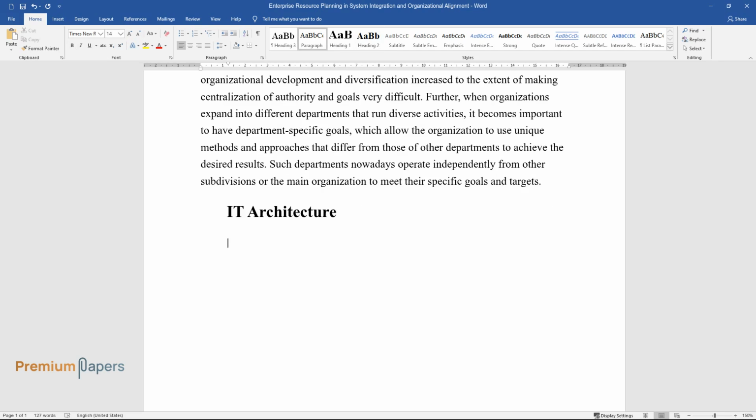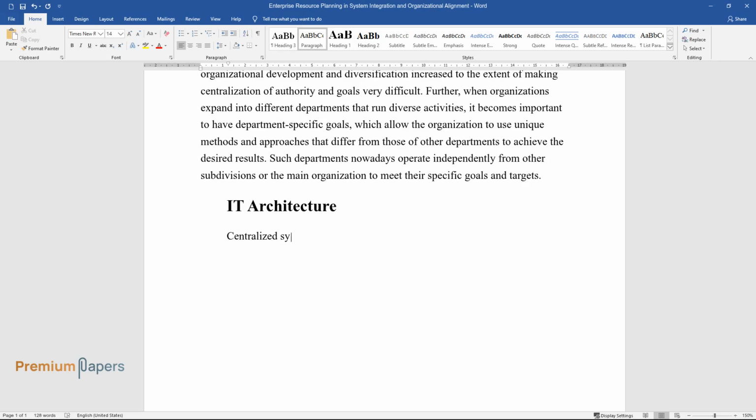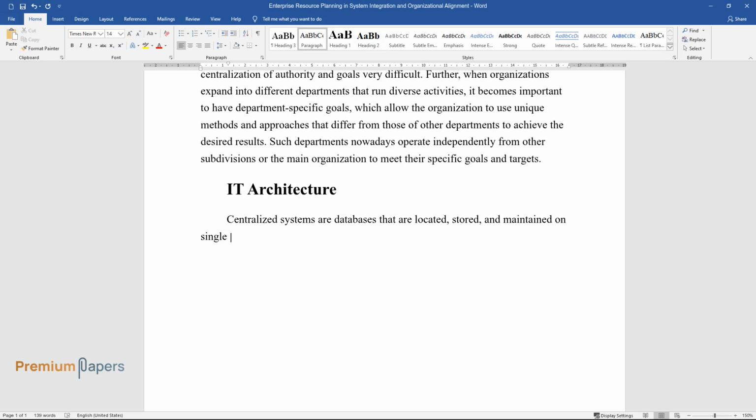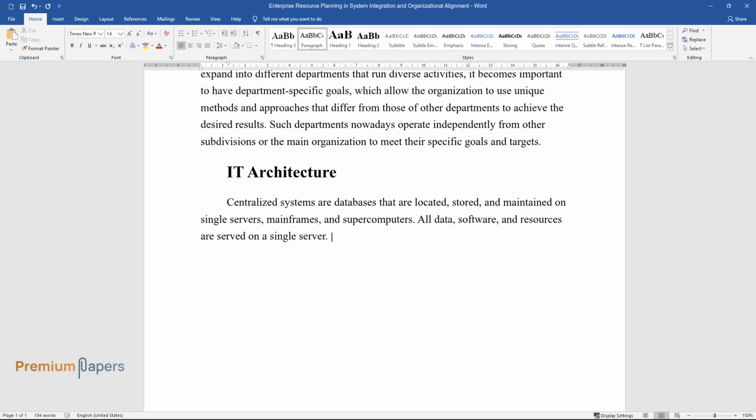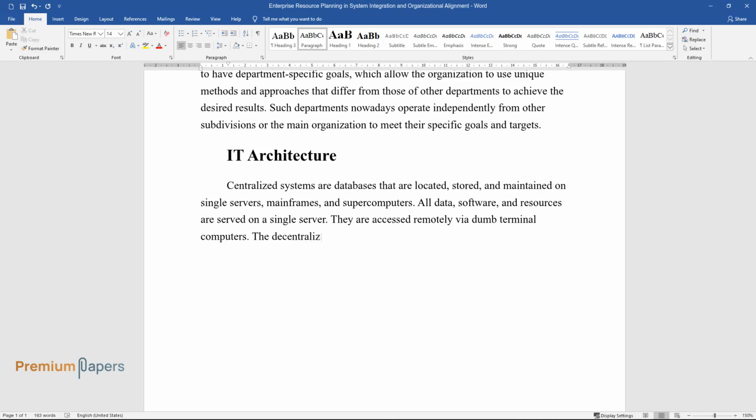IT architecture. Centralized systems are databases that are located, stored, and maintained on single servers, mainframes, and supercomputers. All data, software, and resources are served on a single server. They are accessed remotely via dumb terminal computers.